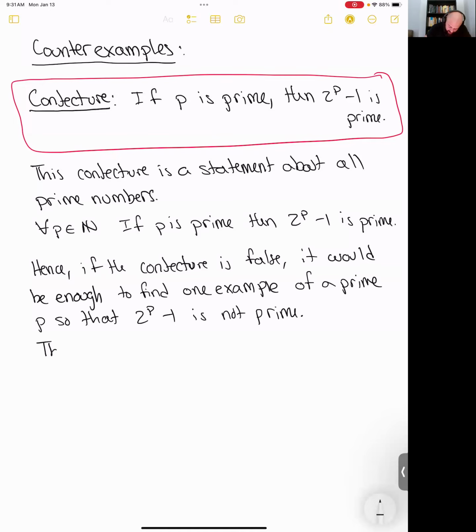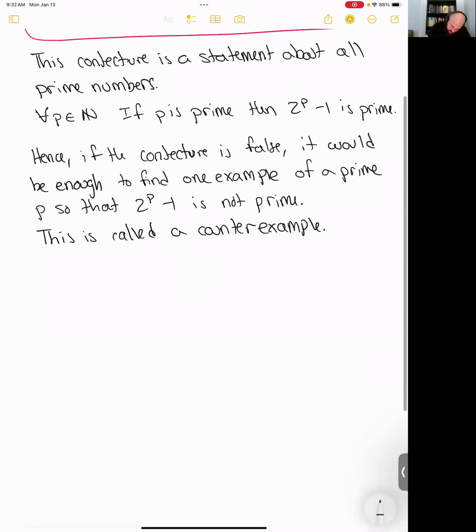And this is called the counterexample. You should notice that it doesn't mean that there won't be other primes for which 2 to the P minus 1 is prime, right? So we're not saying that this statement is never the case for any primes, but remember that the statement being made is that for all P natural numbers, if P is prime, then 2 to the P minus 1 is prime. If that's false, you just need to give me one example which shows that the implication is not true, right?